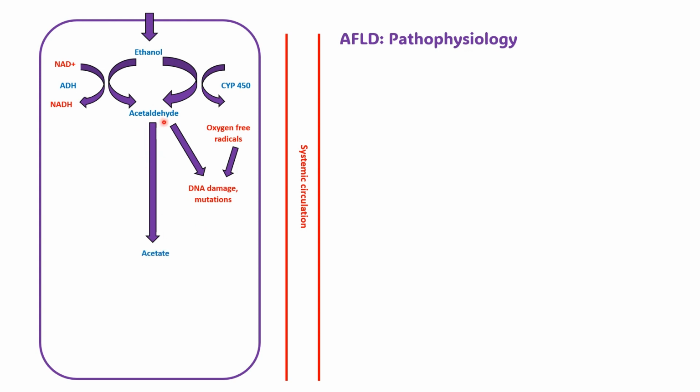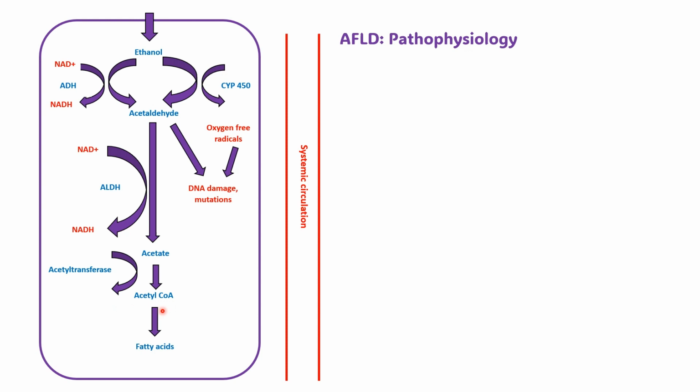So then acetaldehyde is converted to acetate, and this is done via acetaldehyde dehydrogenase. And again, NAD is converted to reduced NAD, which is otherwise known as NADH. Acetate is then converted to acetyl-CoA. So we've had the addition of coenzyme A, which utilizes the enzyme acetyltransferase. Acetyl-CoA is then converted to fatty acids.